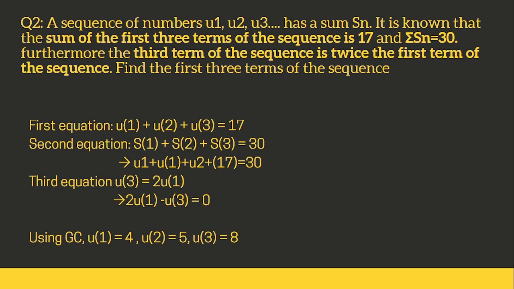which from the first equation we already know is equal to 17. Then for the last equation, we have the third term equals twice the first term. We bring everything to one side and get 2u1 minus u3 equals 0. Put it into the graphing calculator and you'll get that the first term is 4, the second term is 5, and the third term is 8.